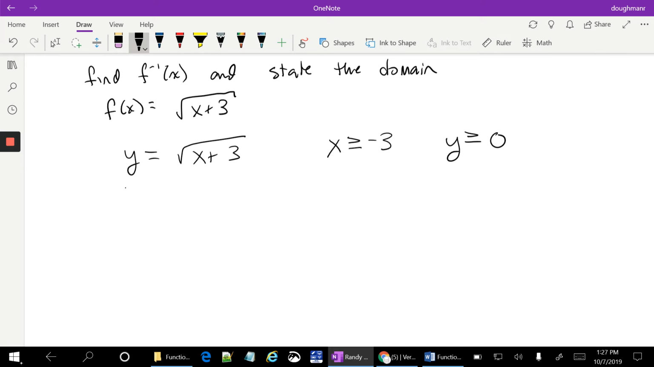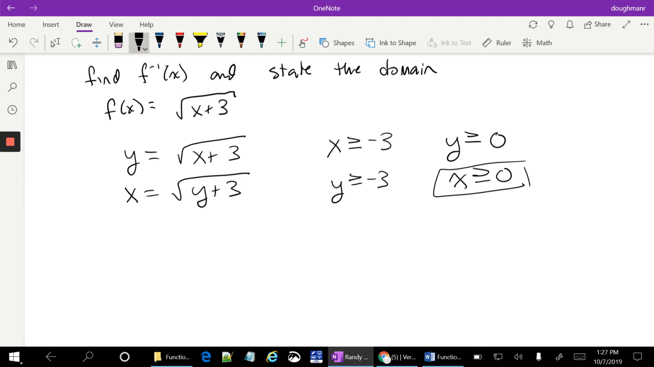Now let's swap x and y. So x equals the square root of y plus 3, and let's swap the domain and range over here. So now y has to be greater than or equal to negative 3, and x has to be greater than or equal to 0. And that is actually our domain, and we'll carry that on.